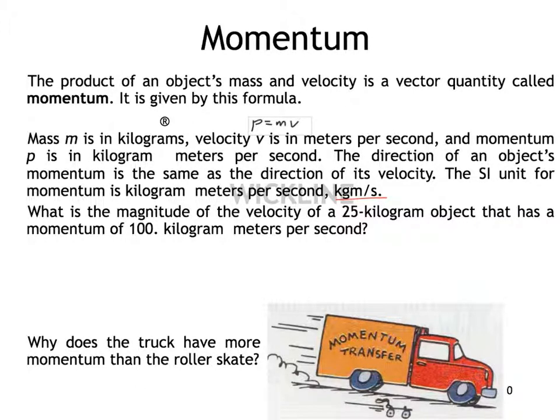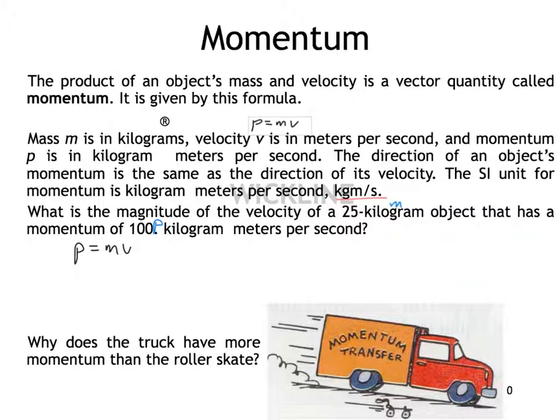Let's do a very simple question. What's the magnitude of the velocity of a 25 kilogram object that has a momentum of 100 kilogram meters per second? So I want you to label the variables in your notes and then solve for velocity.